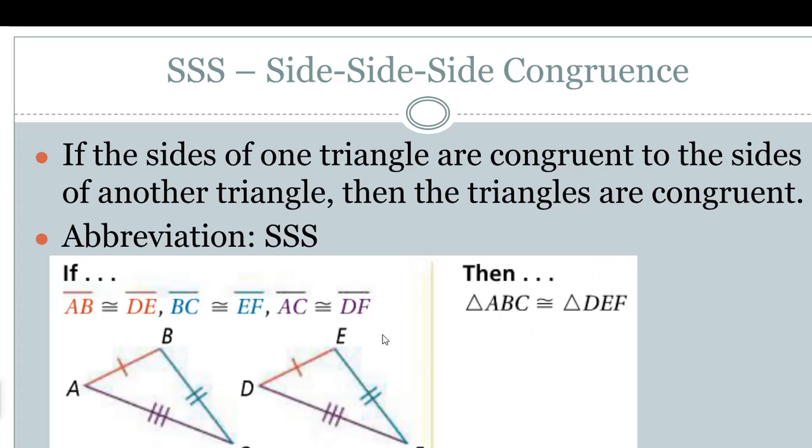So if you remember back in the first lesson, we said that in order to prove triangles congruent, you had to know that all six corresponding parts are congruent. So these triangle congruences we're going to look at now are kind of a shortcut. So the first shortcut is the side, side, side congruence.